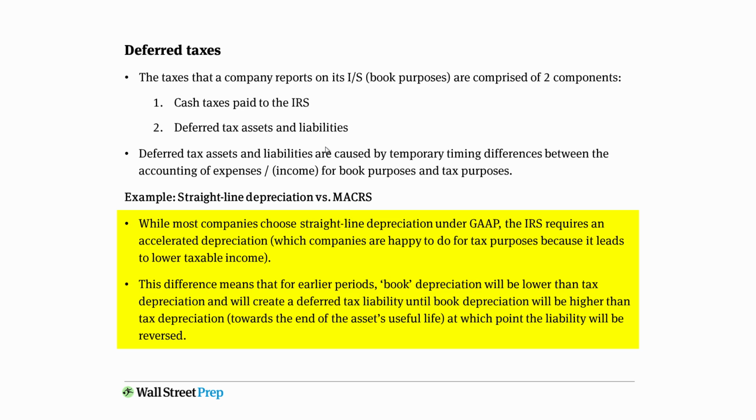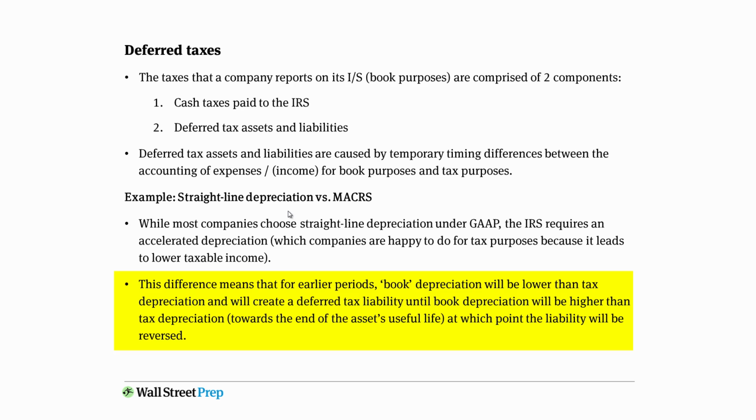And obviously, for companies that are growing, that are constantly buying new machinery, the accelerated depreciation approach will, for the foreseeable future, lead to lower tax obligations than a straight line approach. So we have this disconnect between straight line depreciation, which is what most companies elect to do under US GAAP, and accelerated depreciation, which is what is required, and companies are all too happy to oblige for tax purposes. The difference means that for earlier periods, book depreciation will be lower than tax depreciation. And this will create a deferred tax liability until book depreciation will be higher than tax depreciation towards the end of the asset's useful life.